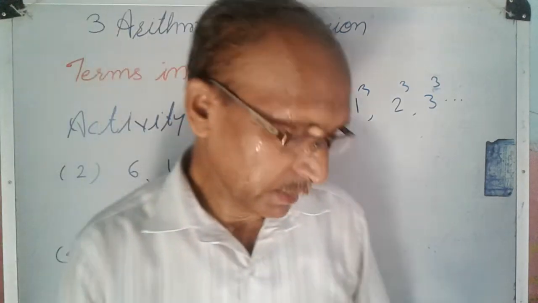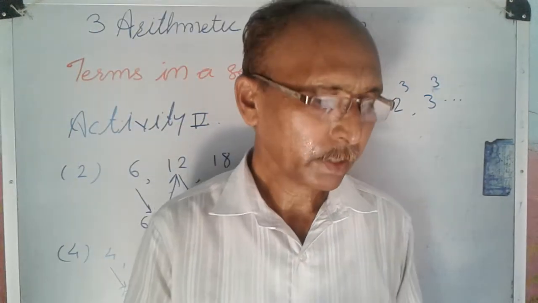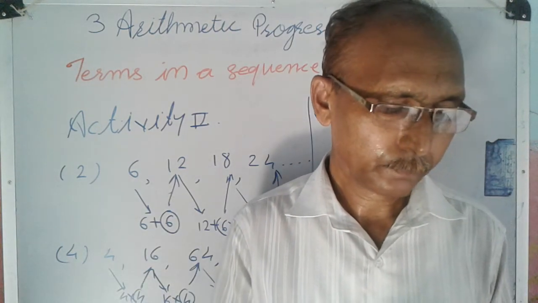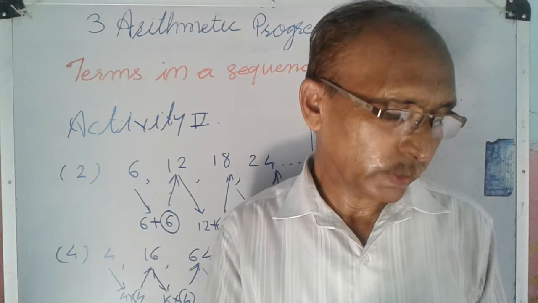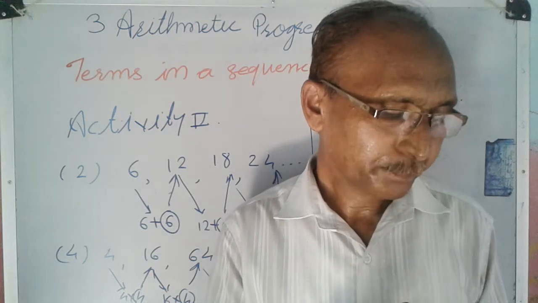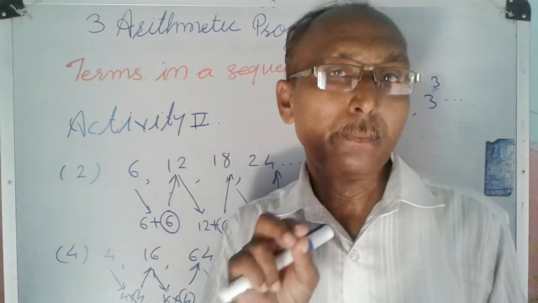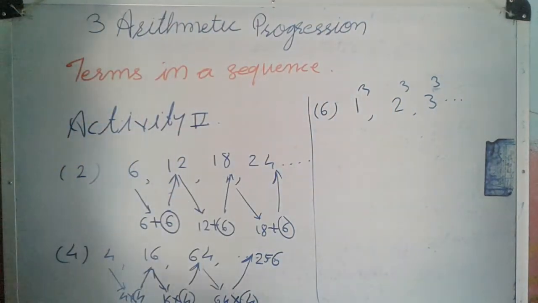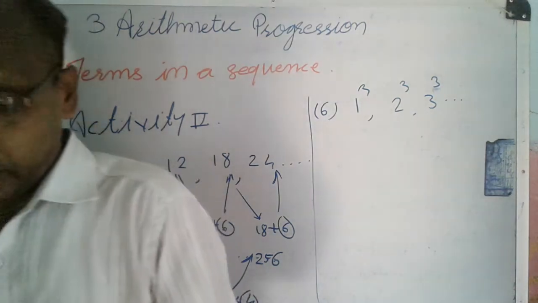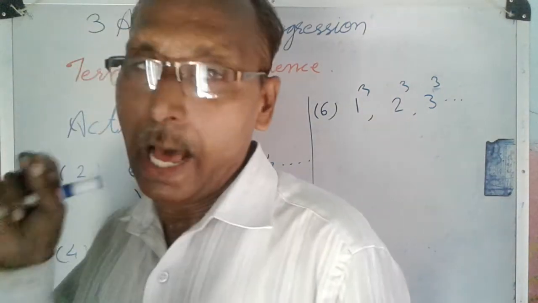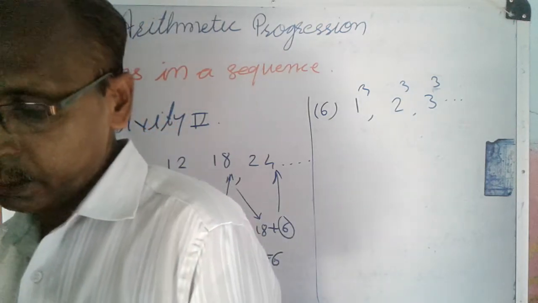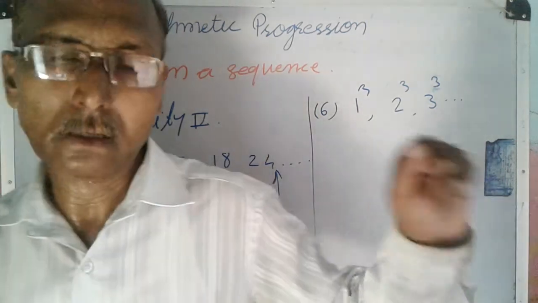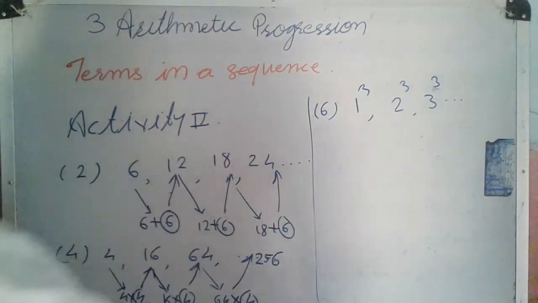So here in activity 2, examples 1, 2, 3 and 5 are arithmetic progressions. These are the examples of arithmetic progressions. And sequence 4 is not an example of arithmetic progression. And sequence 6 is neither an arithmetic progression nor a geometric progression.